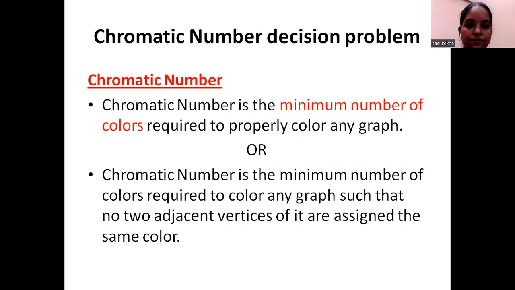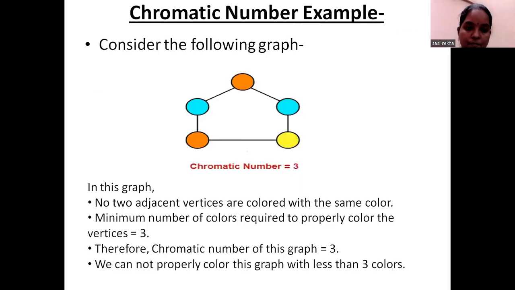What is the chromatic number decision problem? Whenever you are coloring a graph, you get a properly colored graph, and we have to calculate the minimum number of colors required. That minimum number we call the chromatic number: the minimum number of colors required to color any graph such that no two adjacent vertices are assigned the same color.